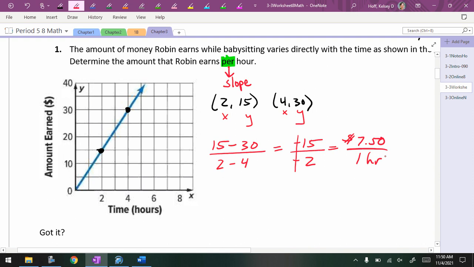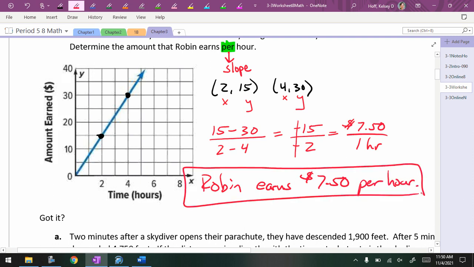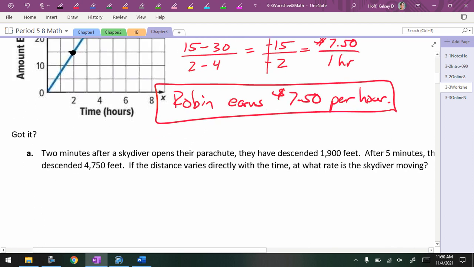So we really wind up with $7.50 every 1 hour. The question says, determine the amount that Robin earns per hour. We would say Robin earns $7.50 per hour. We know that from the slope. We know that from our rate of change. Okay, all slope today.